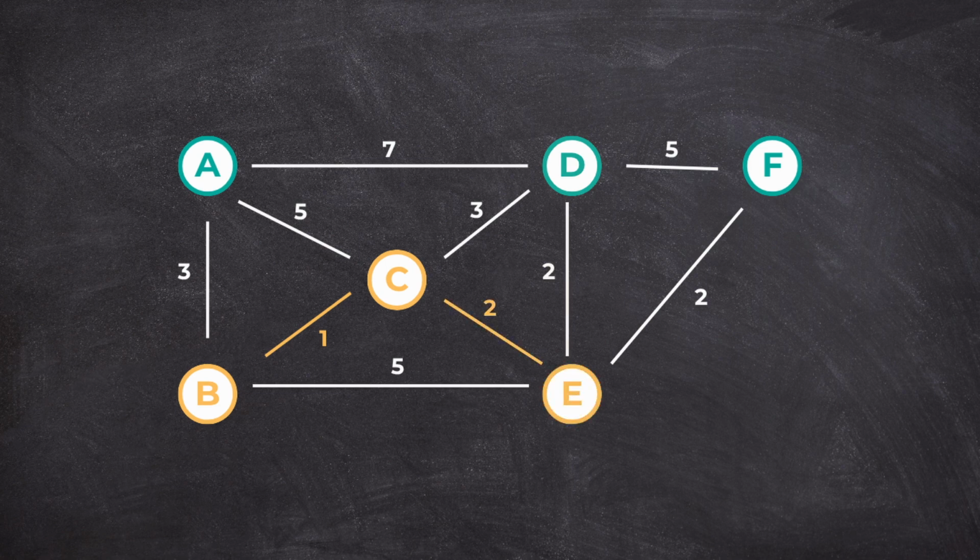I'll pick CE, then DE, and then EF. For the last node, A, we pick AB. Now all nodes are in the minimum spanning tree. I'll replay the whole process with animation. There's no voiceover during the animation, so watch carefully.